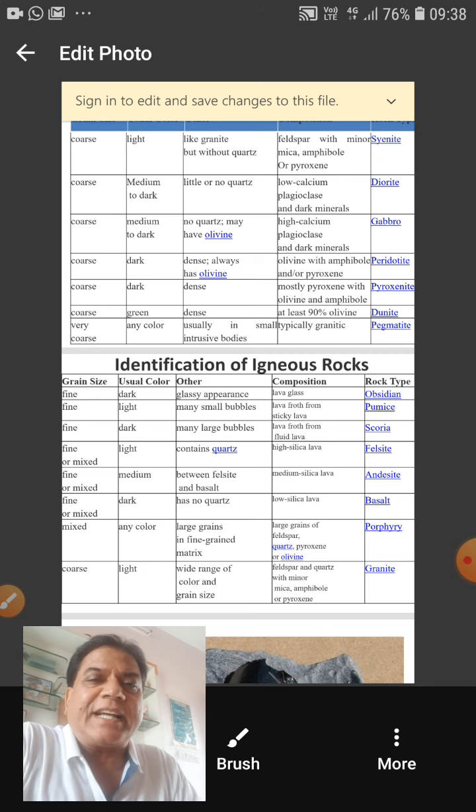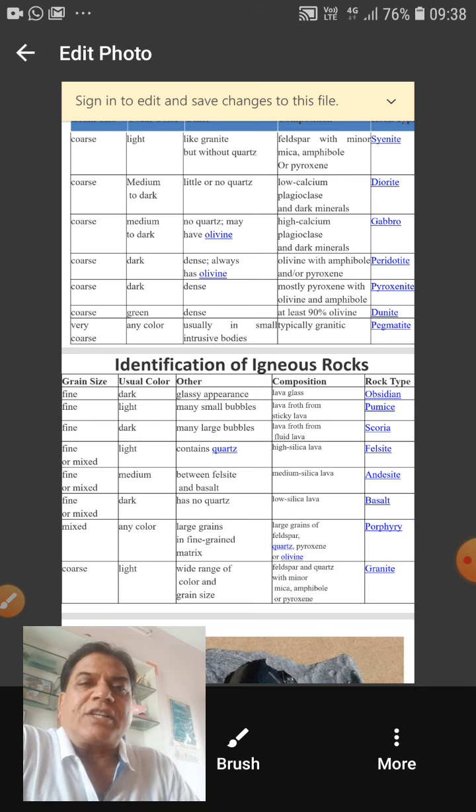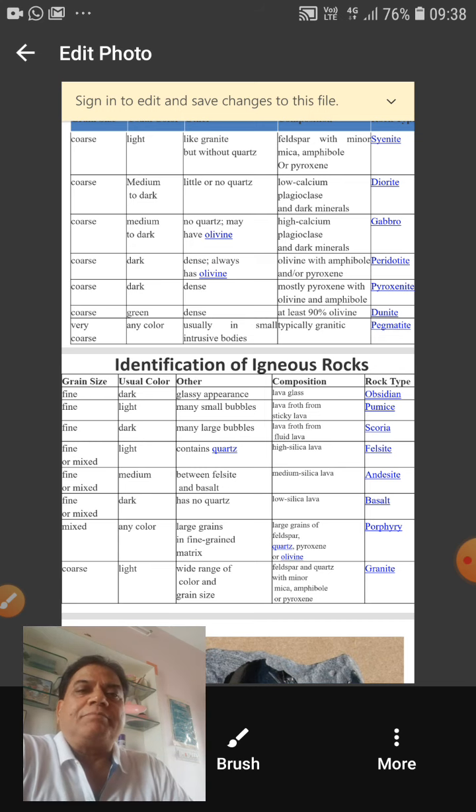The second is the texture, because texture, you know, is important; it tells about the crystallization or cooling history of the rock. So with texture, if it is coarse grained, naturally the rock is plutonic. If it is fine grained or glassy, the rock is volcanic.